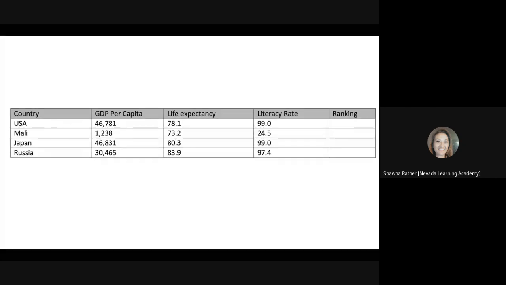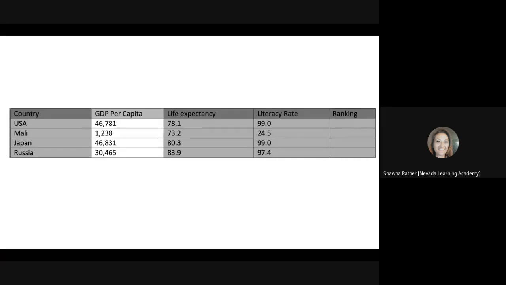You look at that category and you try to find who has the highest. According to this, the country that has the highest is Japan. So next to that number at 46,831, you would put a 1. Then the second country that's closest is the United States. The third would be Russia. And finally, Mali would be in 4th place in this.